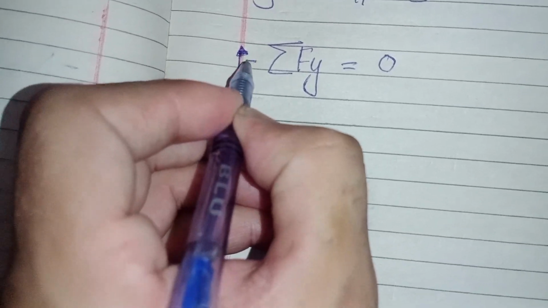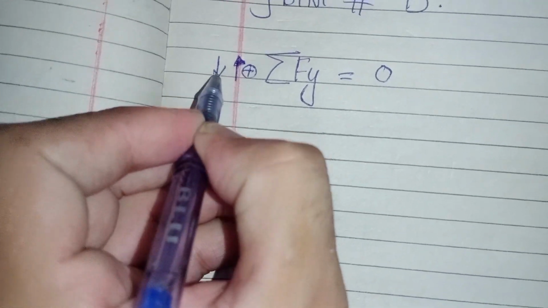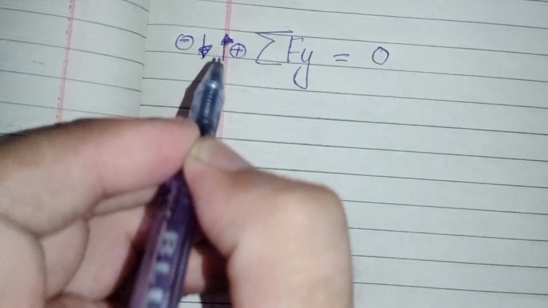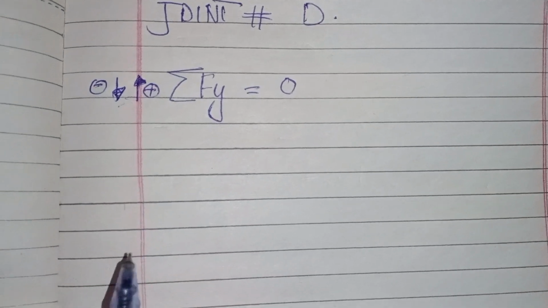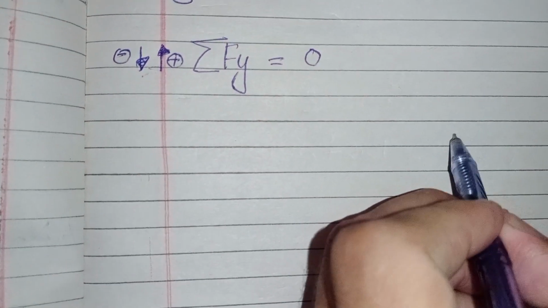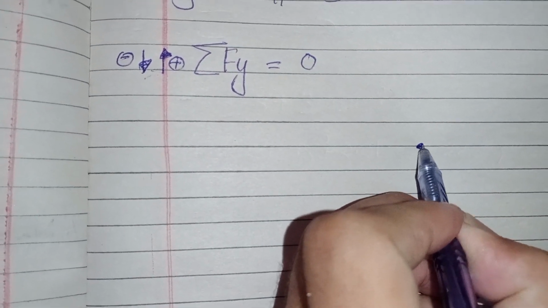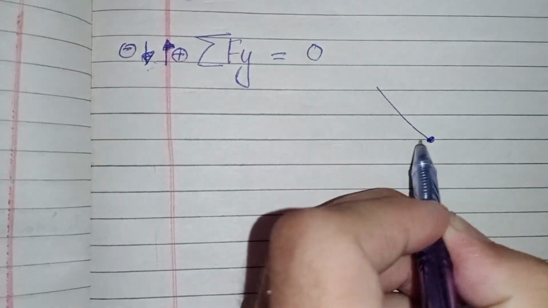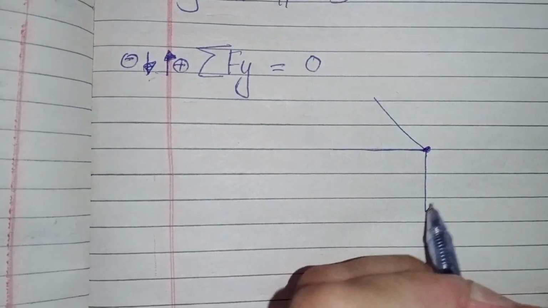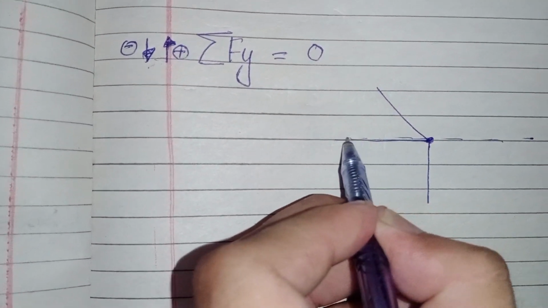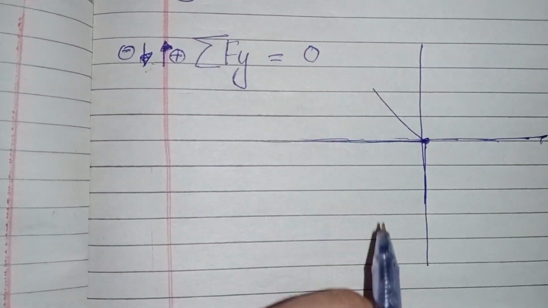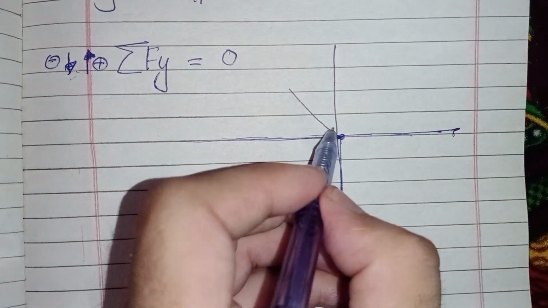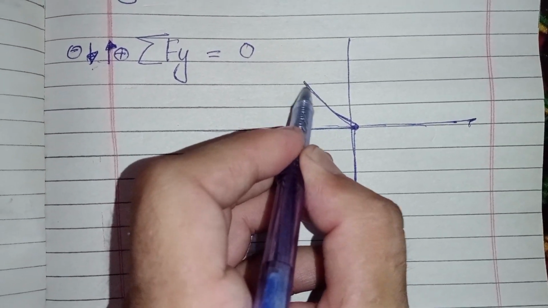Force directed up will be positive, force directed down will be taken as negative. We assume these directions. So I will take joint D, and the one force is this, and this. This is the x plane and this is the y plane.